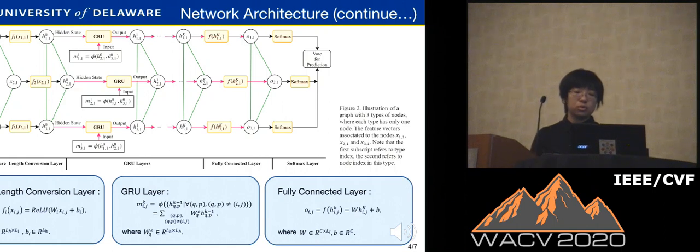So we first propose to use a feature length conversion layer to convert all these features into the same length, and then we use a GRU to iteratively update those hidden features based on the neighbors. More specifically, the features are used as the initial hidden state of the GRU, and the input is the aggregation of those neighbors. We also use a fully connected layer and a softmax layer at the end to predict the class label.